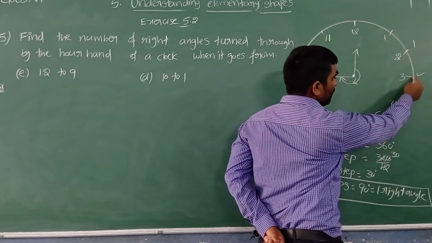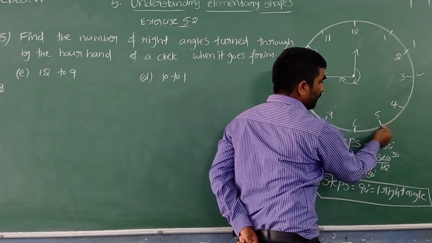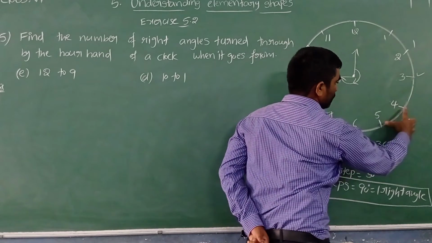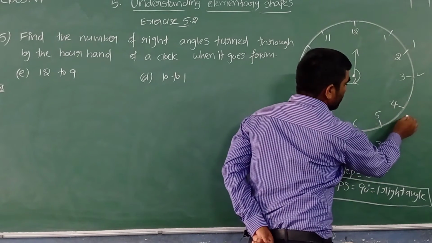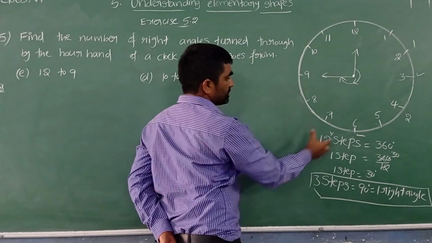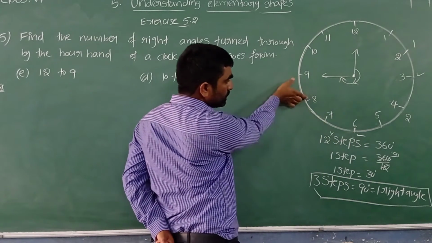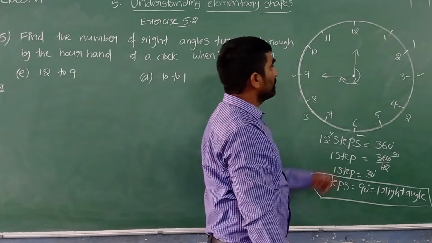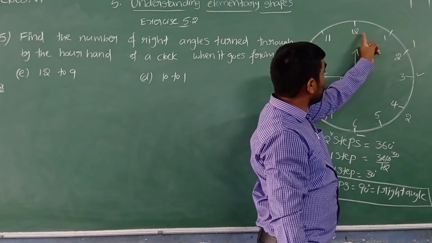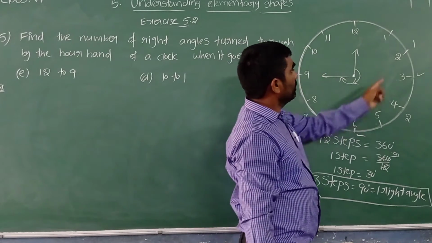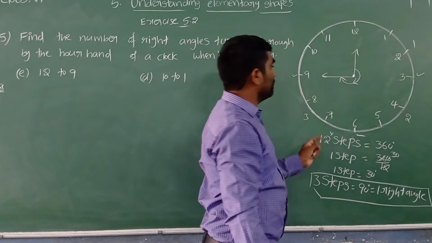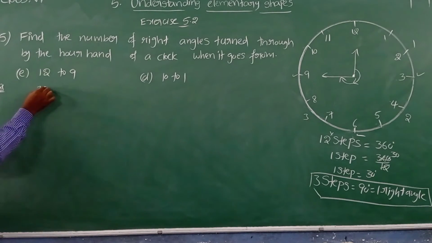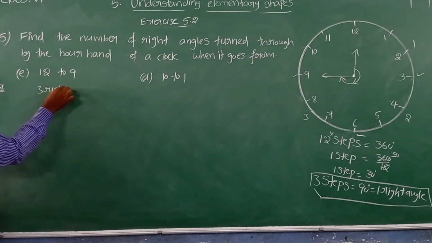Now let's see, 3 to 4, 1 step, 4 to 5, 2, 5 to 6, 3. Till here we completed 2 right angles. Next, 1, 2, 3 steps. Till here we completed 3 right angles. So when I turn clockwise from 12 to 9, we can see 3 right angles.